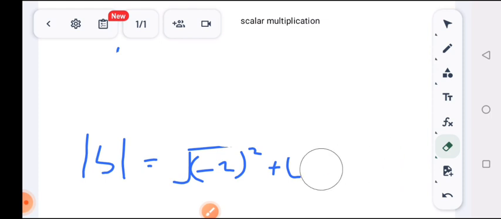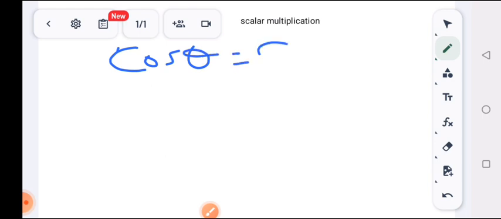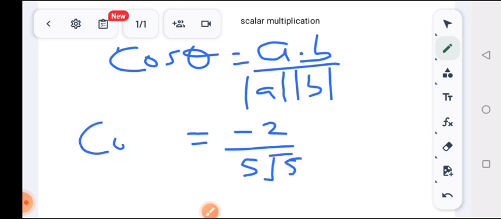I believe you took note when I wrote it out the first time. So my cos theta will be the scalar product of A and B divided by the magnitude of A times the magnitude of B. The scalar product of A and B is minus 2, right? Then the magnitude of A is 5 and the magnitude of B is root 5. Okay, so that will be cos theta.